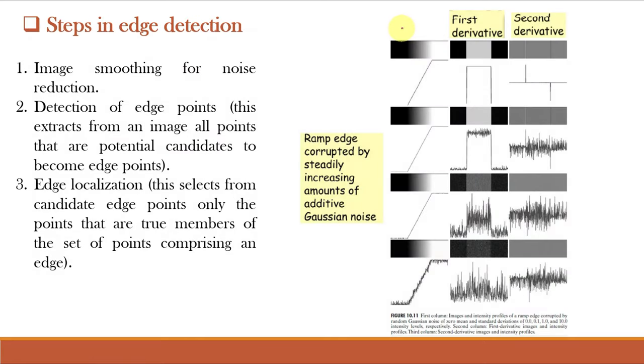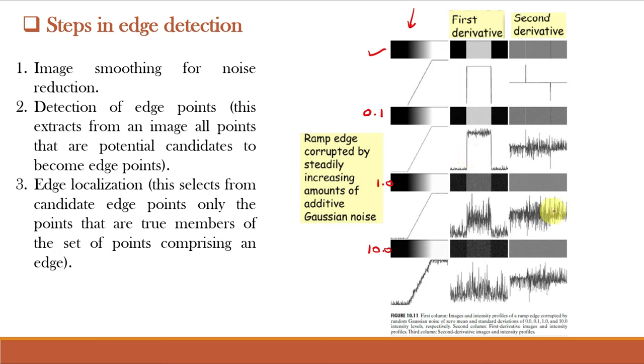But the image for edge detection may also contain some noise. So in this figure, the first column shows four ramp edges. The first is free of noise, while the other three are corrupted by additive Gaussian noise with zero mean and standard deviation of 0.1, 1.0 and 10 intensity levels. The second column shows the first derivative, while the third column shows the second derivative of these ramp edges. So the interesting point to note here is that the noise is almost invisible in these images. But when we take the derivatives, the visibility of noise increases. So as expected, the second derivative is more sensitive to noise as compared to the first derivative.